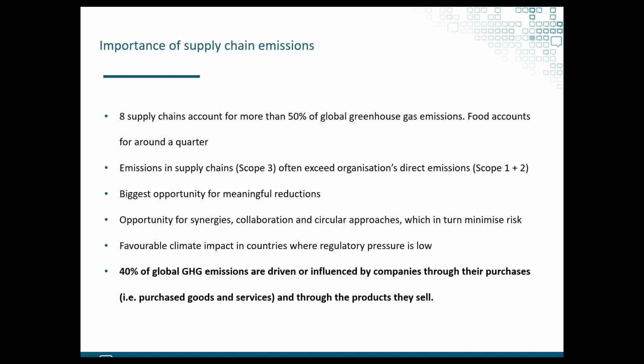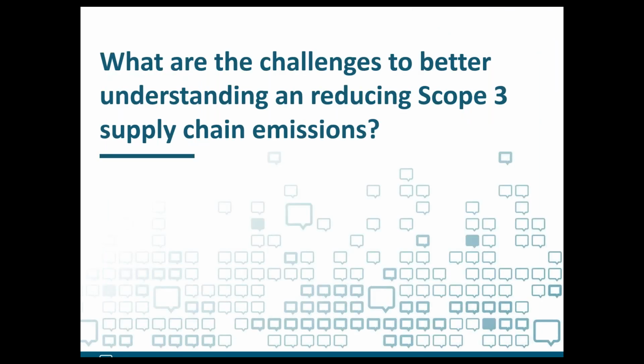Lastly, CDP estimated that 40% of global emissions are driven or influenced by companies through their purchases and products. So it's pretty clear that supplier emissions, or upstream Scope 3 emissions, are a vital component in keeping within the global carbon budget, and also key for companies from an ESG disclosure perspective.